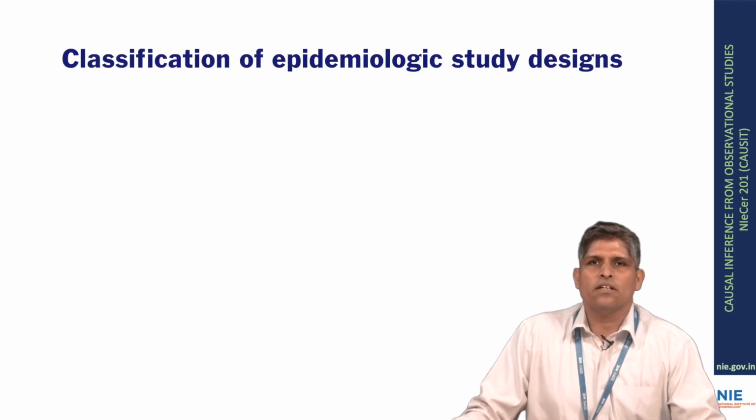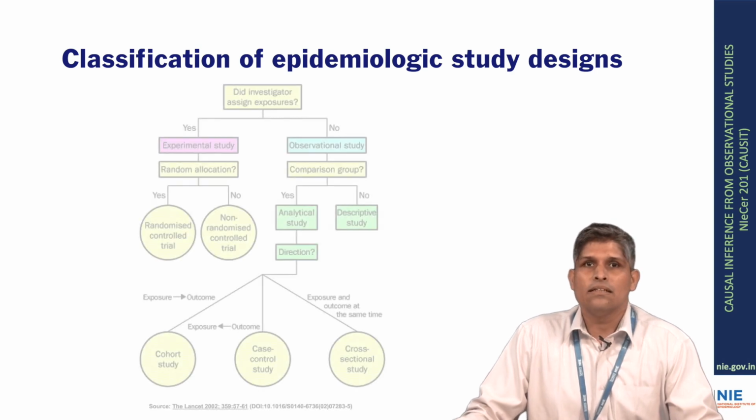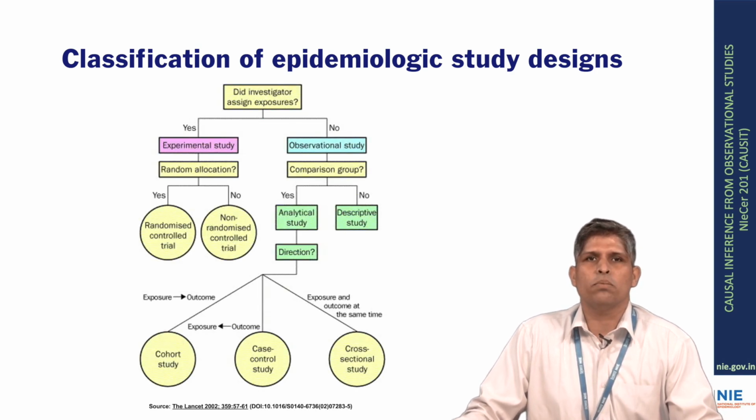With this background, let us go through classification of epidemiologic study designs. The first question that we should ask while classifying epidemiologic study designs is this: did the investigator assign exposure? If the investigator assigned exposure, then the study design is an experimental study design. If the investigator did not assign exposure, then the study design is an observational study design. In other words, as a researcher, we are only observing what is happening.